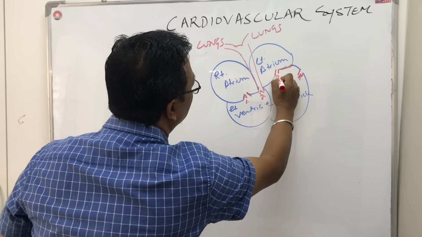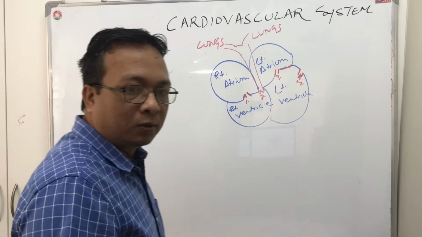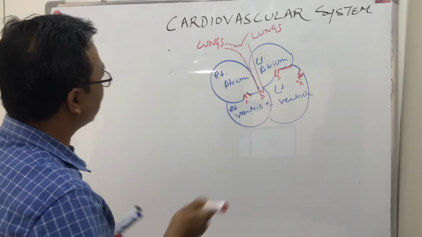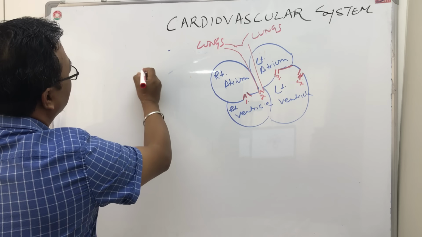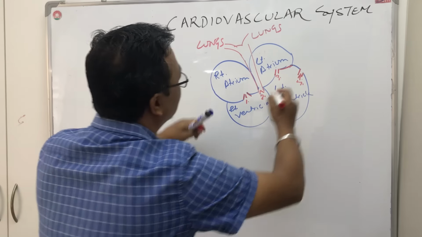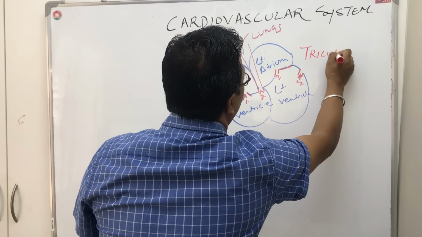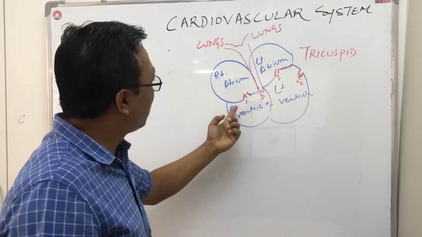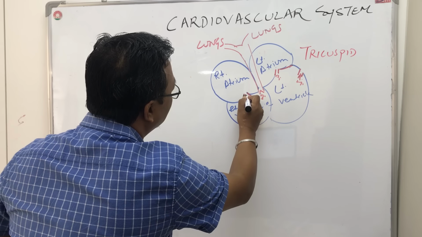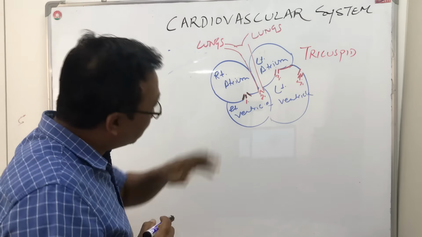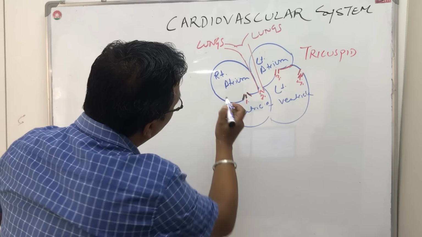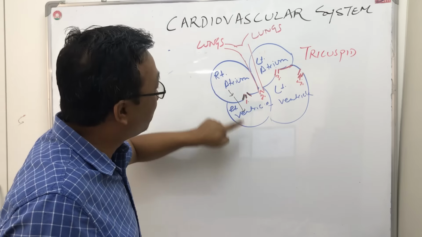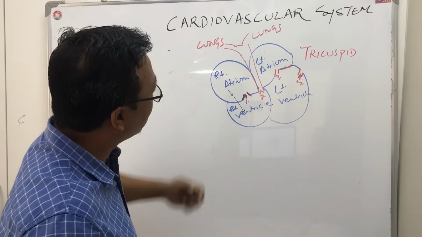First valve is present between the right atrium and the right ventricle. It is called the tricuspid valve. Tri means 3, because this valve has 3 cusps. This tricuspid valve allows blood from the right atrium to the right ventricle only, not backflow. If there is a backflow, it will be a big problem. We'll discuss it later.